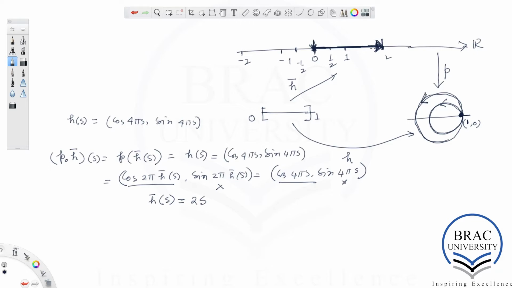Alright, so when we have this loop that begins at (1, 0) and ends at the same point, and which results from going around the circle twice counterclockwise, it has a lift onto the real line, which is a path from 0 to 2 on the real line. Good. Alright, let us have the first lemma of today's lecture.